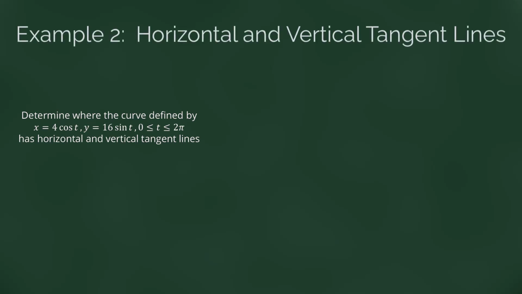Let's look at another example. This time we're going to find where the curve defined by x equals 4 cosine t and y equals 16 sine t, for t between 0 and 2 pi, has horizontal and vertical tangent lines. So let's start with dy dx. We know that's going to be dy dt over dx dt.